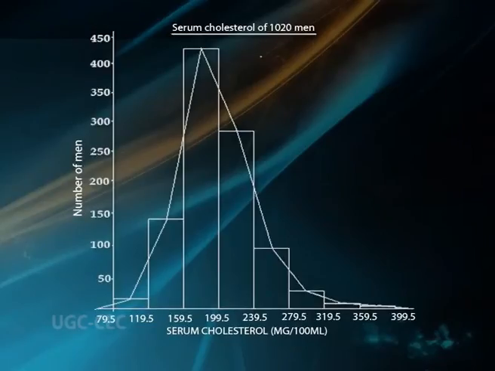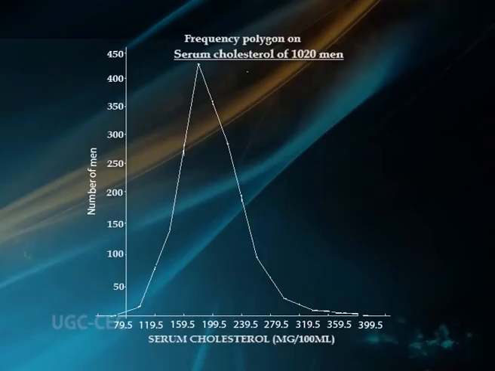Joining the upper midpoints of the histogram drawn for the data showing the serum cholesterol level in milligram per 100 ml on 1020 males aged 25 to 34, we obtain the frequency polygon of the data as shown below. Serum cholesterol of 1020 men. Frequency polygon on serum cholesterol of 1020 men.